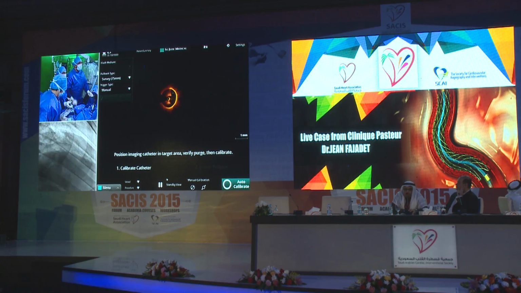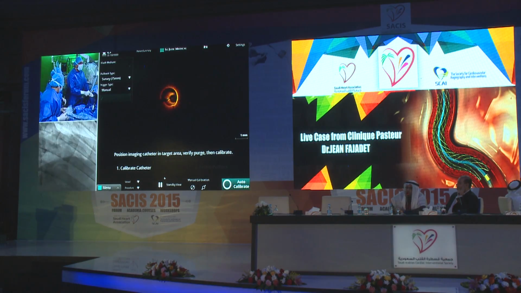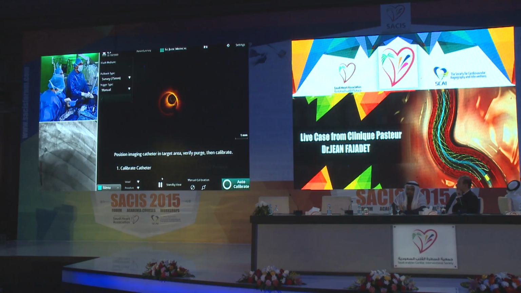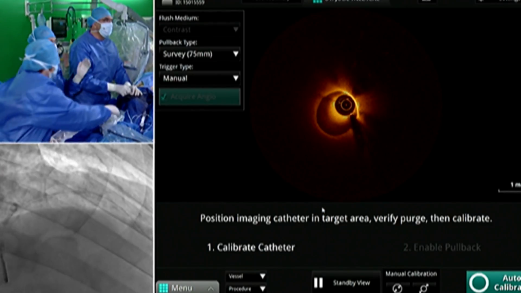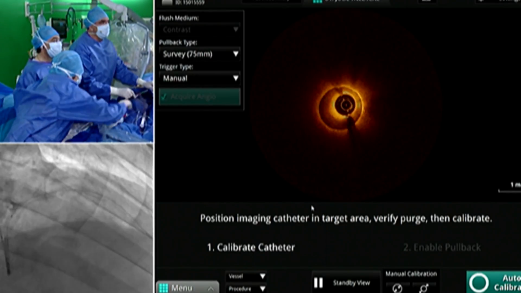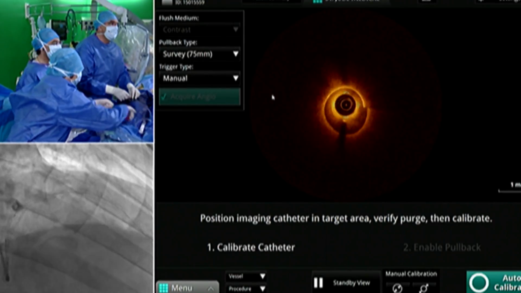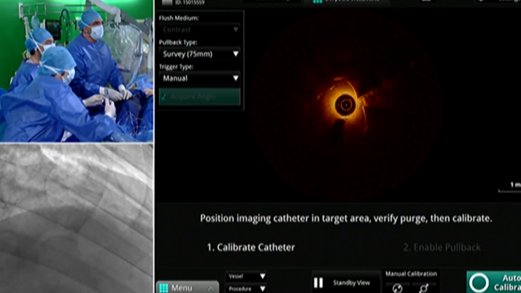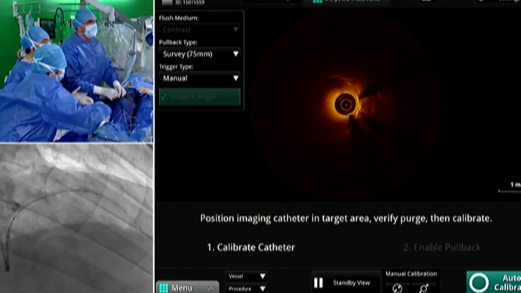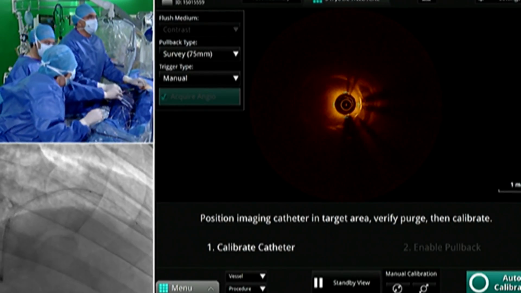We have a technical question. For OCT, do you inject contrast by hand or by automatic injector? I usually inject contrast by hand. I'm usually using an injector. But normally it's better to use a contrast injector. So I use it usually by hand. Okay, because you are a strong man.